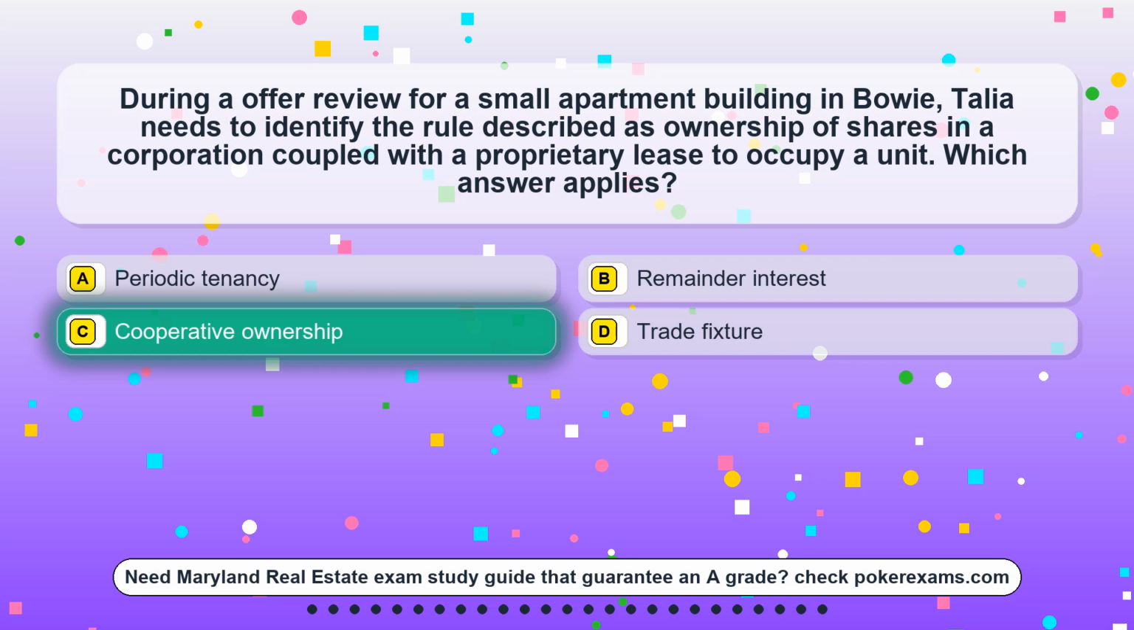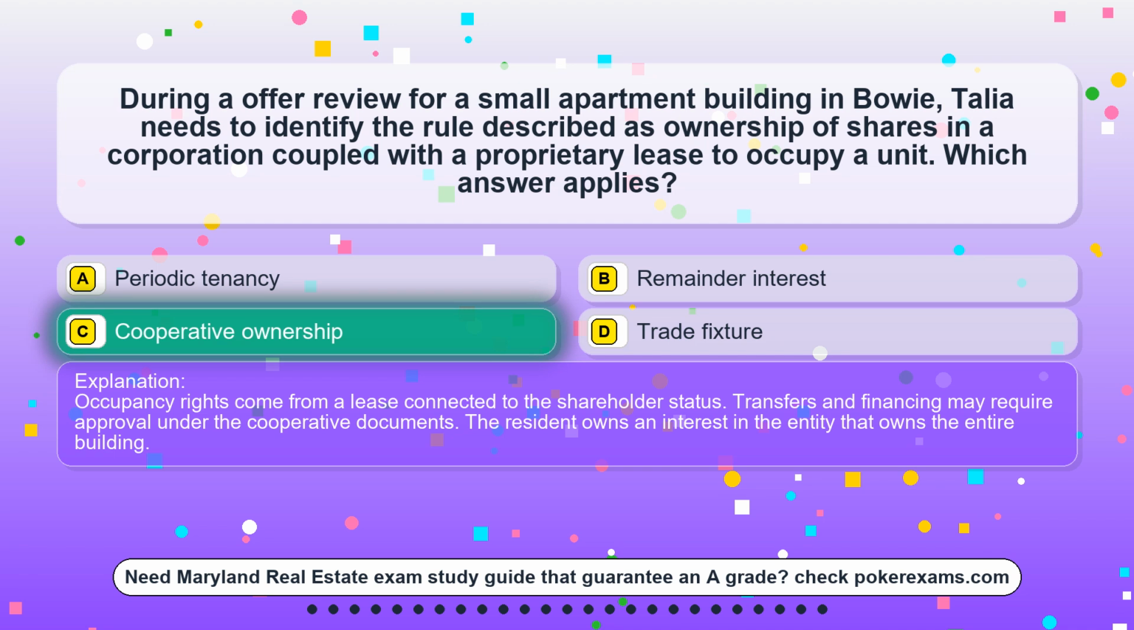The correct answer is option C, cooperative ownership. Occupancy rights come from a lease connected to the shareholder status. Transfers and financing may require approval under the cooperative documents. The resident owns an interest in the entity that owns the entire building.